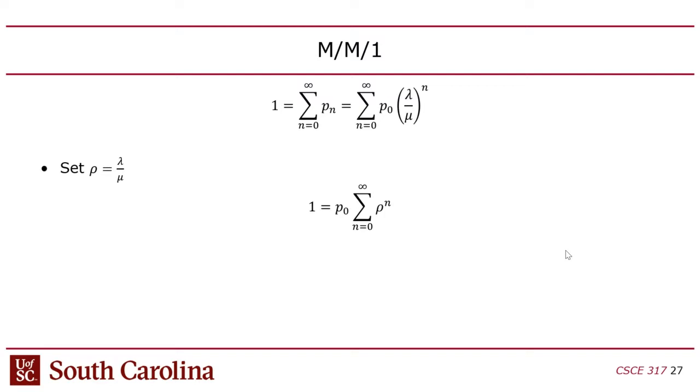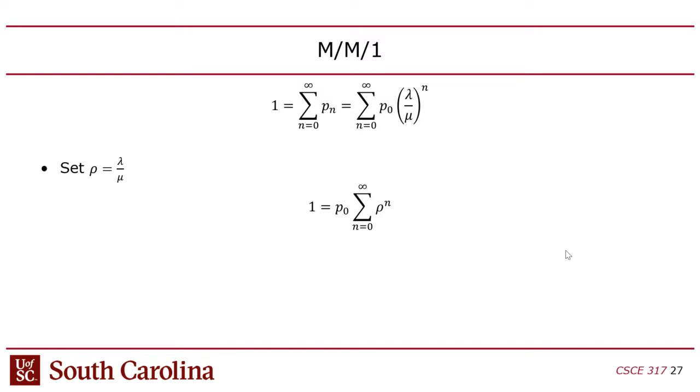rho is the ratio of lambda to mu. Remember, though, that I said that lambda has to be less than mu. So basically, rho would be a value between 0 and 1, not including 1. So less than 1, greater than or equal to 0. That gives you an interesting thing that happens when you add together a bunch of numbers that are between 0 and 1.